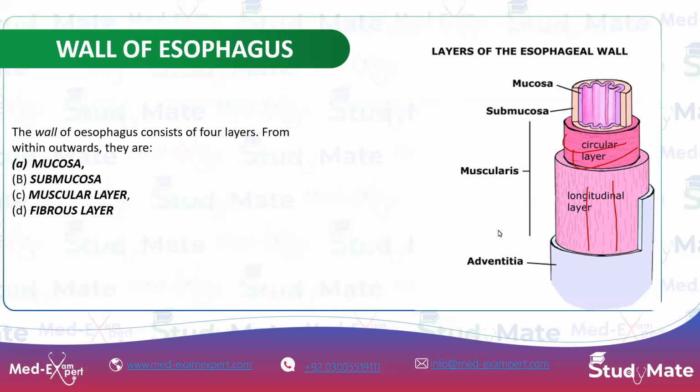And the outermost layer, which is the fibrous layer, it forms the loose covering of the esophagus. So quickly revising, the wall of the esophagus consists of 4 layers, which are mucosa, submucosa, muscular layer containing the inner circular layer and outer longitudinal layer, and the fibrous layer of the esophagus wall.